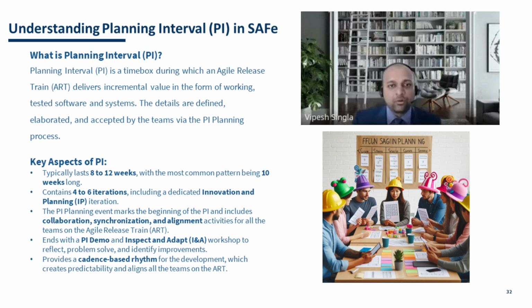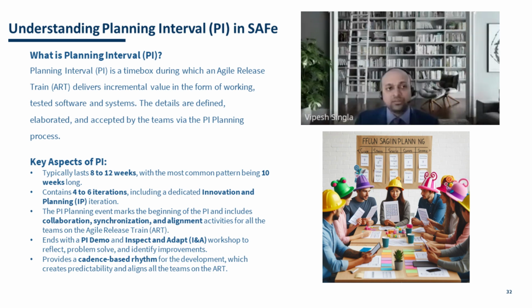So in this slide, we are going to discuss what is PI planning. It is basically a time box during which an agile release train delivers incremental value in the form of working and tested software and system. So what does that mean?